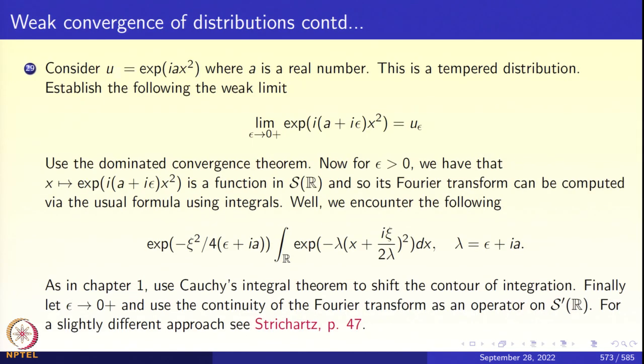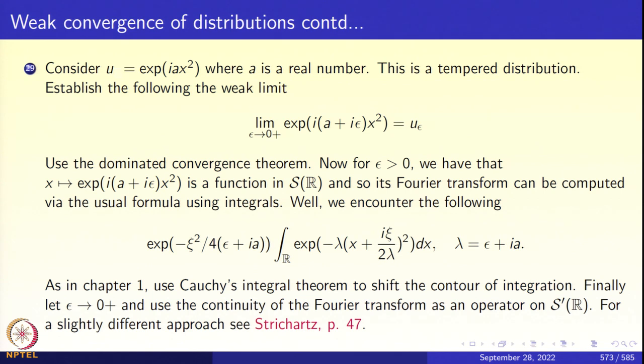Some more exercises. Consider the distribution u equal to exponential of i a x squared, where a is a real number. Now, because a is a real number, u is actually an L infinity function, so it's a tempered distribution. Now, what I do is that I change a to a plus i epsilon. Prove that u_epsilon converges to u in the weak sense of distributions. Now, take epsilon bigger than 0 and proceed in the usual way.